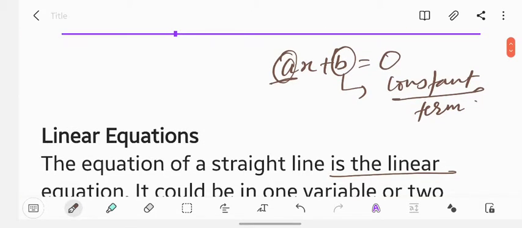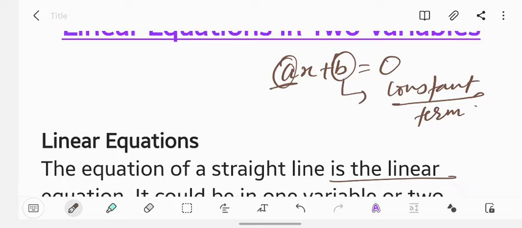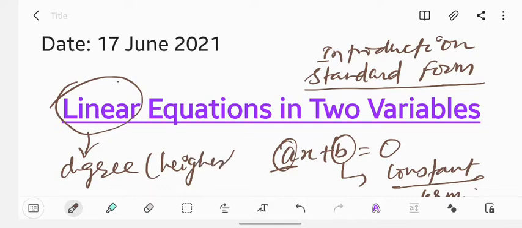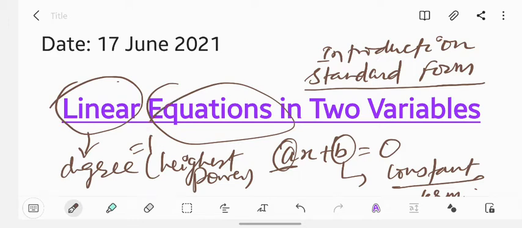Going forward, in linear equations in two variables, the first word is linear, which means a polynomial whose degree is 1. Degree means highest power. The highest power is 1. Equations means the sign of equality. And two variables means we are using two different variables. It can be x or y, a or b. Any letters you can choose can be used in the given equation. So that is a linear equation in two variables, and the graph will be a straight line.